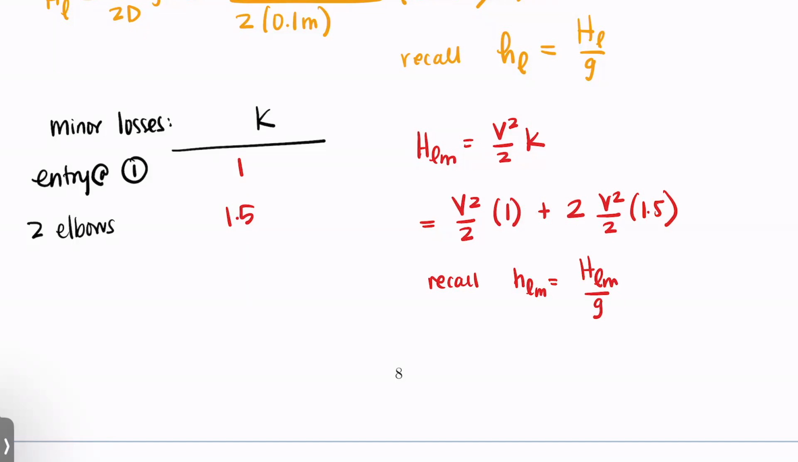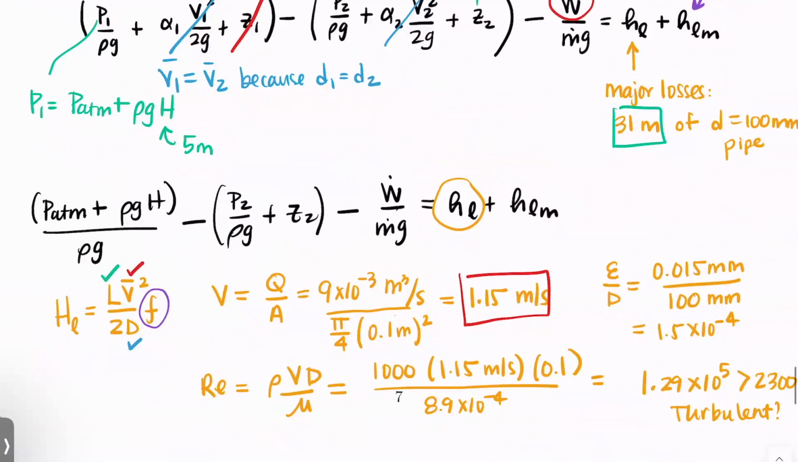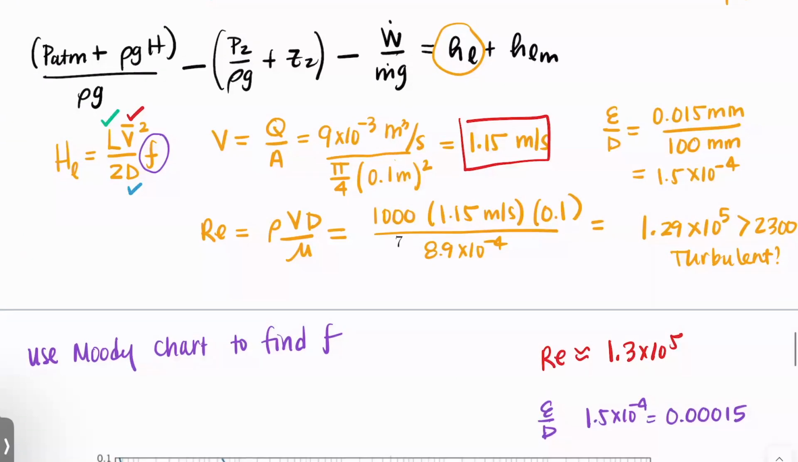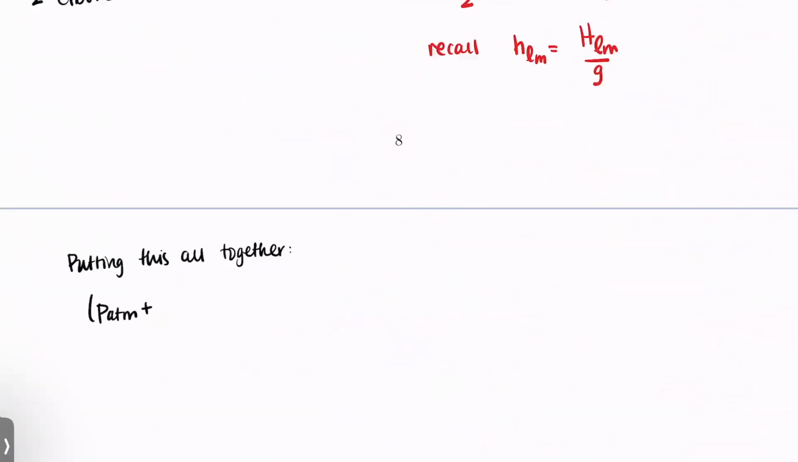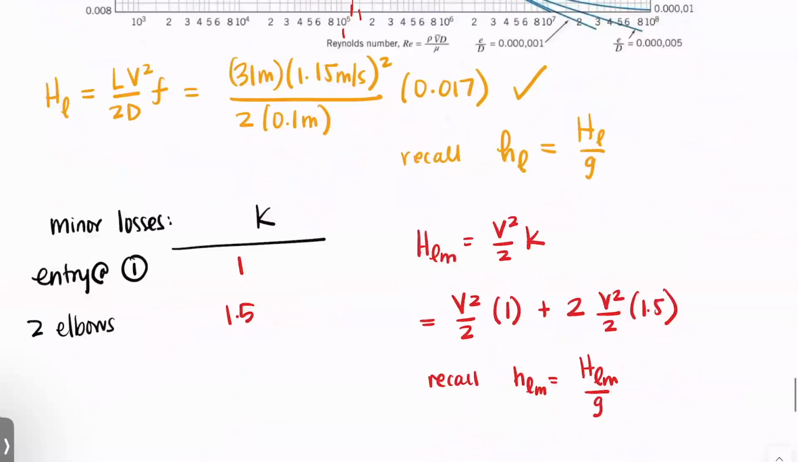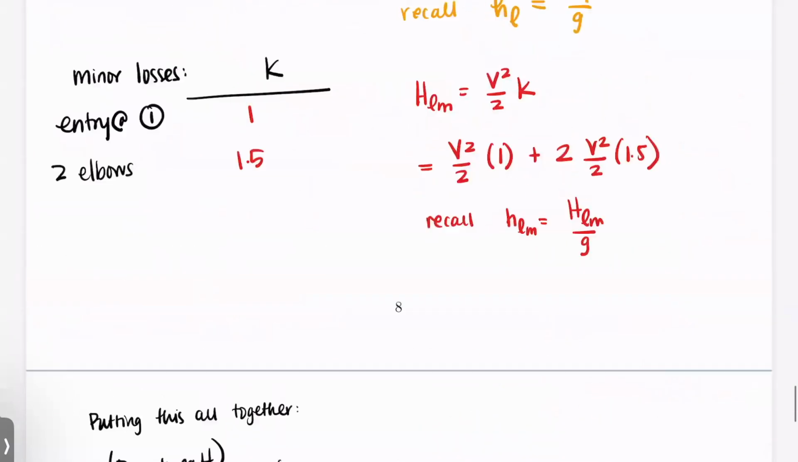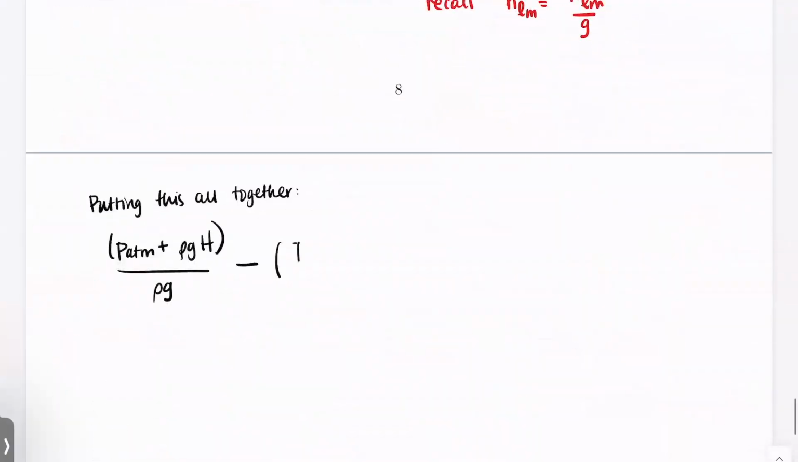All right, so now we're just going to put it all back together. So we have P atmosphere plus rho g h, divided by rho g, minus, sorry, I already forgot, P2 over rho g, plus Z2, minus W dot over M dot g, is equal to HL plus HLM.